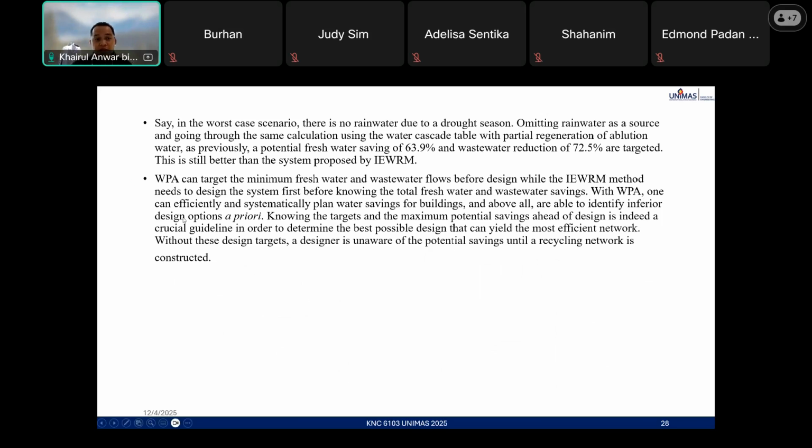With WPA, one can efficiently and systematically plan water saving per building, and is able to identify design options prior. Knowing the target and the maximum potential saving effect of a design is indeed crucial to determine the best possible design that can be the most efficient. Without this design target, the designer is unaware of the potential saving until the work is constructed.